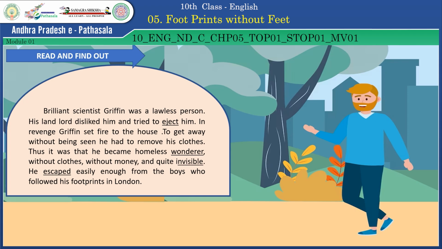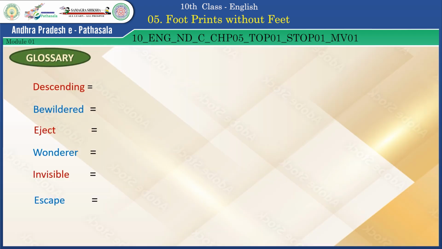Okay, children, let us move on to the glossary. Descending, bewildered, eject, wanderer, invisible, escape. Let us know the meanings of these difficult words.